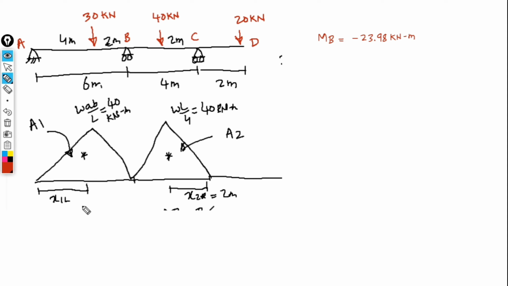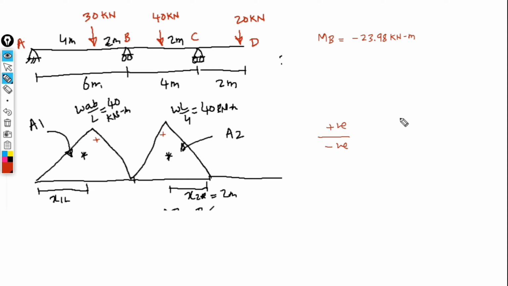We will draw the bending moment diagram of this continuous beam. Already we have drawn the free bending moment diagram. I told you the sign convention of the free bending moment diagram. If the free bending moment diagram is positive, then it will be above the datum, and if it is negative, then it will be below the datum. So whatever free bending moment diagram we have drawn, it is positive. Since it is positive, it will be above the datum.